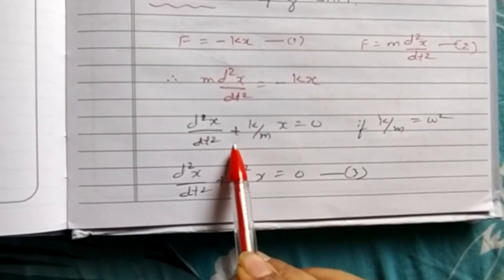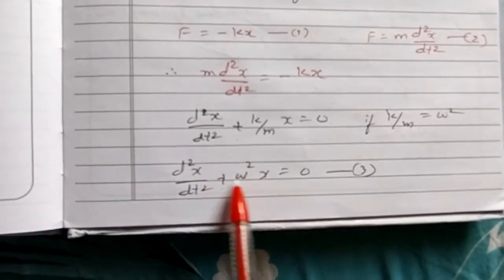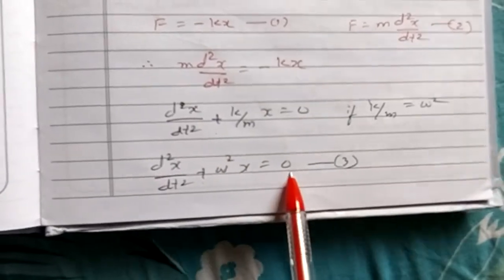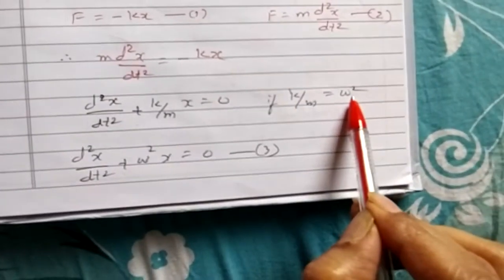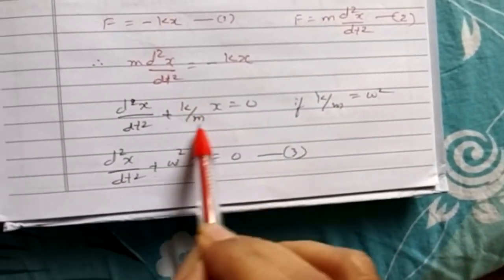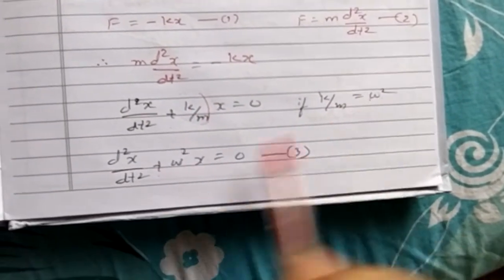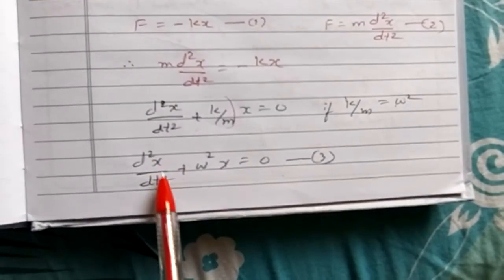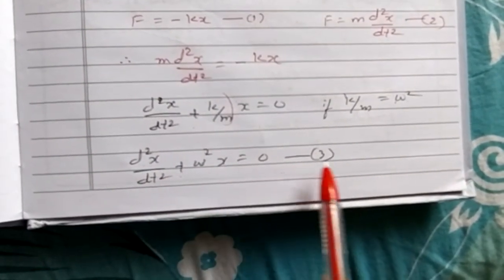I can put it in the standard form: d square x by dt square plus omega square x is equal to 0. What is omega square here? Omega square is equal to k divided by m. This k divided by m is taken as omega square. So this is the differential equation of simple harmonic motion.